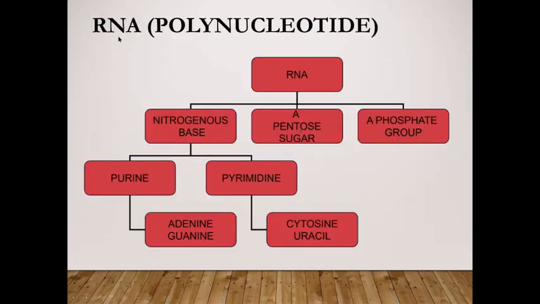Let us discuss ribonucleic acid, that is RNA. RNA consists of three elements: a phosphate group, a pentose sugar that is ribose, and a nitrogenous base. Nitrogenous bases are of two types, purine and pyrimidine. Purine is of two types, adenine and guanine. Pyrimidine is also of two types, cytosine and uracil. Here, instead of thymine, which is present in DNA, uracil is present in RNA as the pyrimidine.